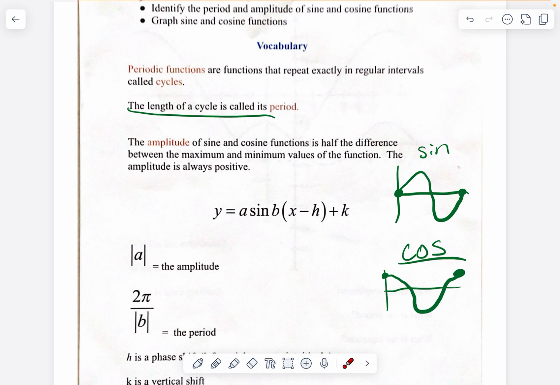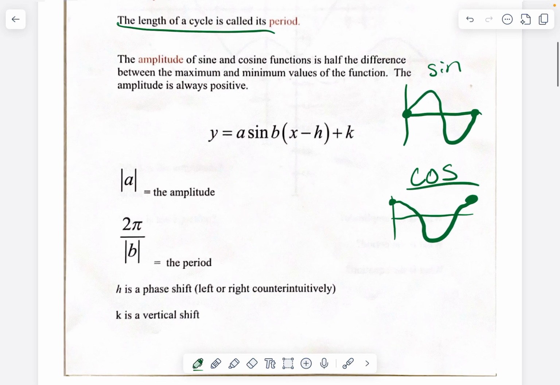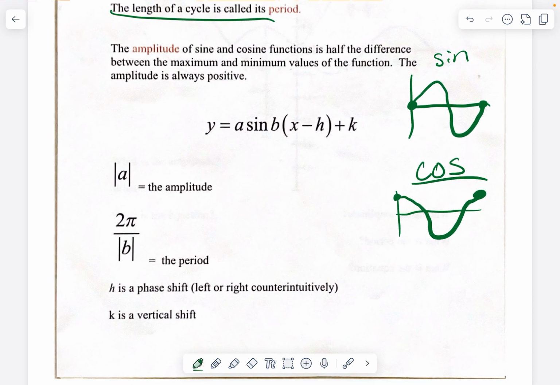So how does this work? The generic sine and cosine function can be seen here, where y equals a sine b, in parentheses, x minus h, plus k. Everything you see here is very similar to what they've been all year. H is a horizontal shift, but counterintuitively. H is going to shift it left to right, but backwards, where k is going to shift it up and down. If I'm going to be transparent about h and k, you're not going to use h and k this year. That is something your pre-calc teachers will work with you on.